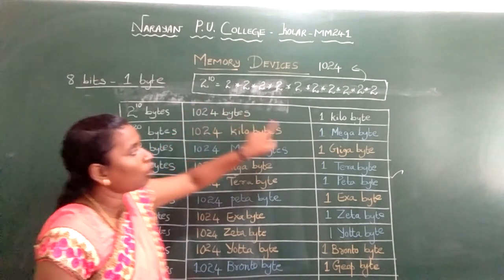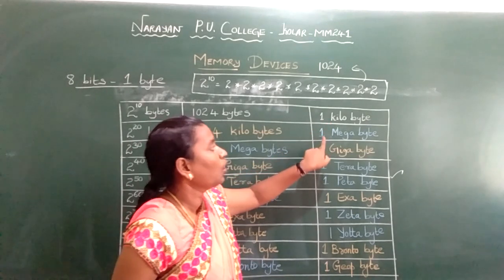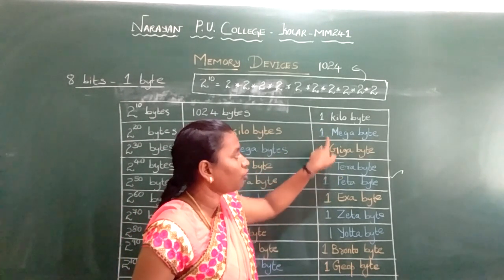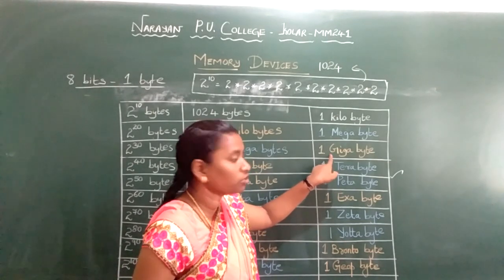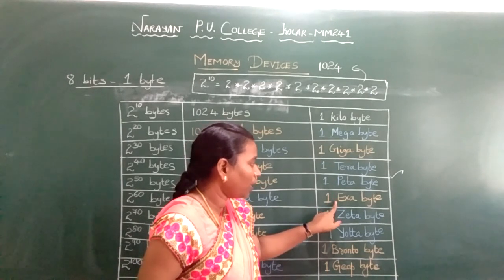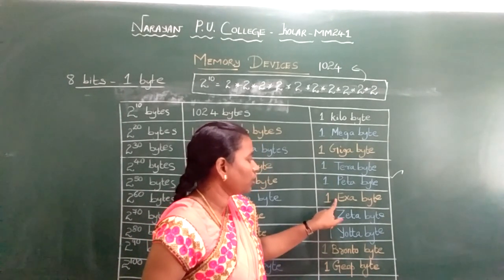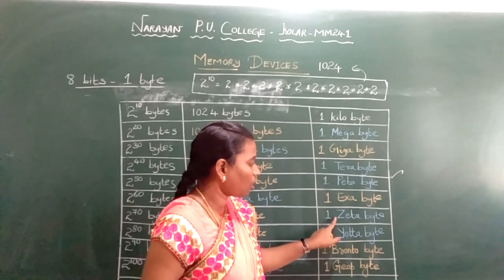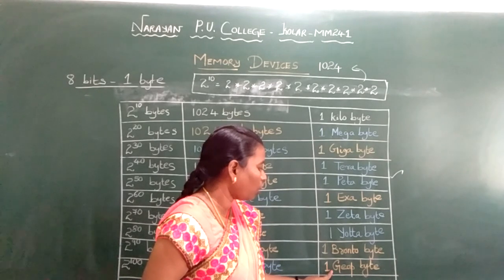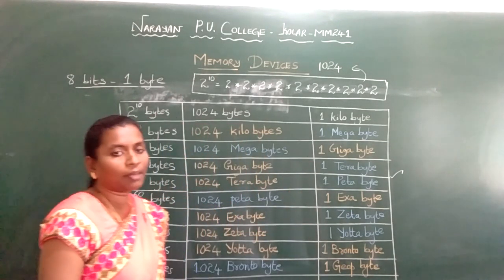1 kilo means 1024 bytes makes 1 kilobyte. 1 mega means 1024 kilobytes. 1 giga means 1024 megabytes. 1 terabyte means 1024 gigabytes. 1 peta means 1024 terabytes. 1 exa means 1024 petabytes. 1 zetta means 1024 exabytes. 1 yotta means 1024 zettabytes. 1 brontobyte means 1024 yottabytes. 1 geobyte means 1024 brontobytes. These are about the memory devices.